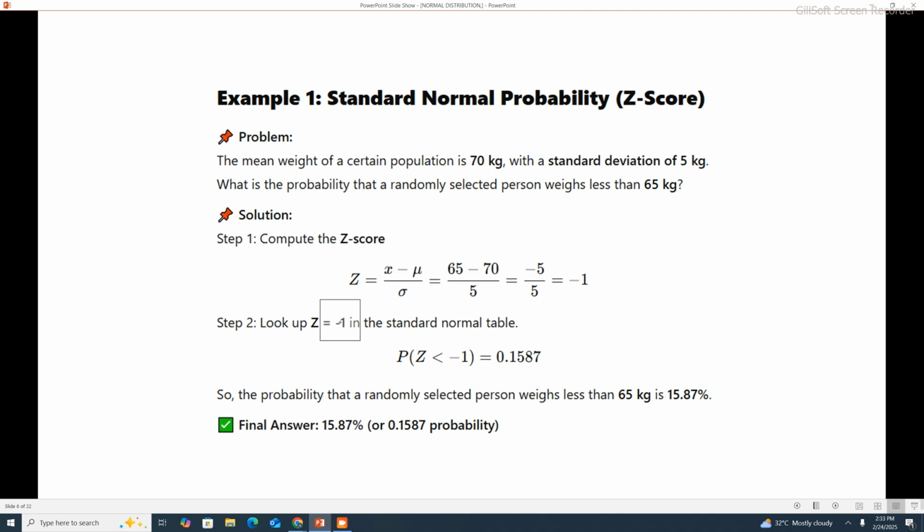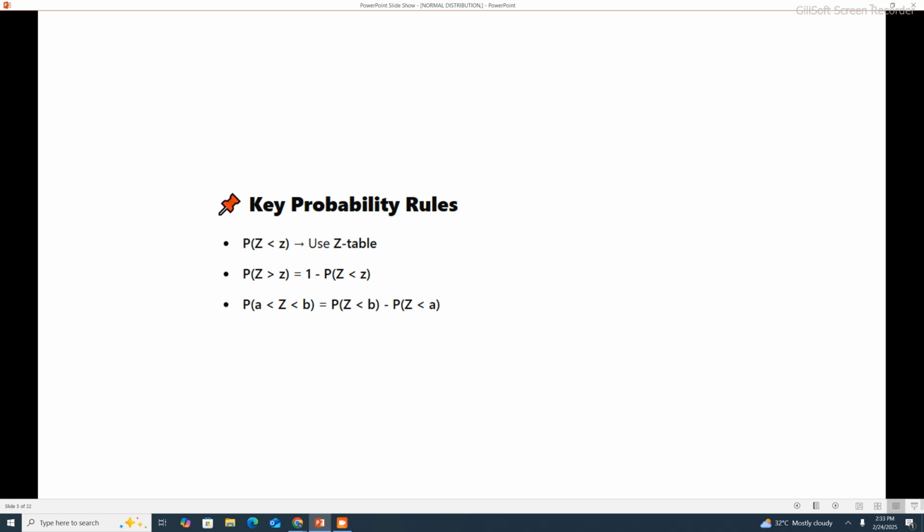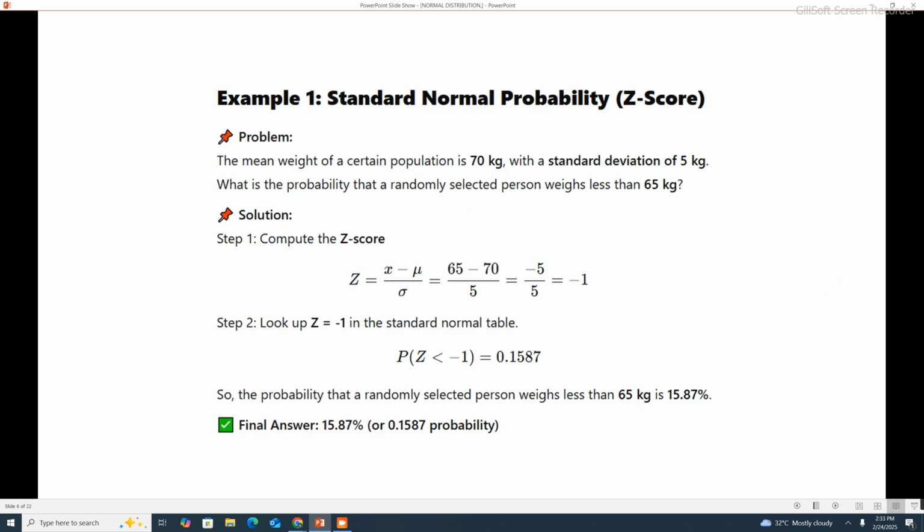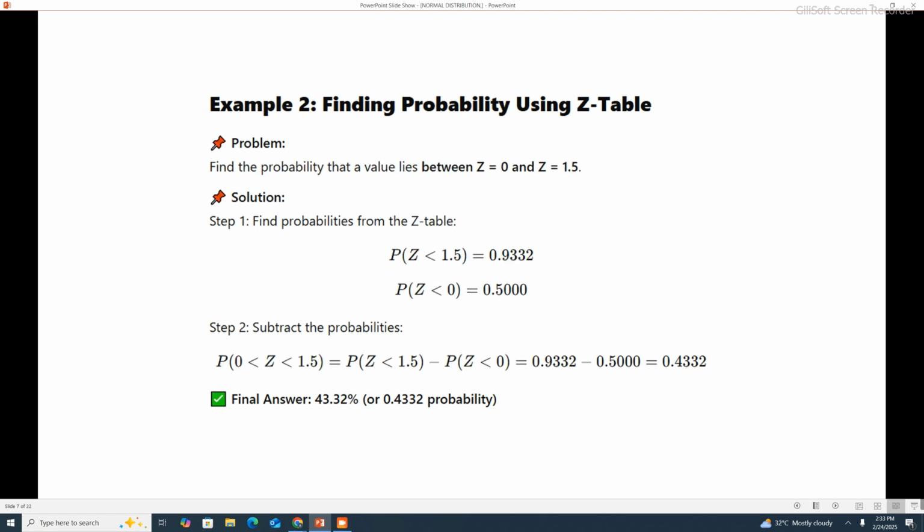So when you have -1, you will now go and look up Z of -1 on the standard normal table. So you go and look for it. When you look at Z of -1, you will see 0.1587. So that means the probability of having a weight of 65 is 0.1587, or if you like, you can convert the probability to a percentage by multiplying it by 100. That's 15.87%.